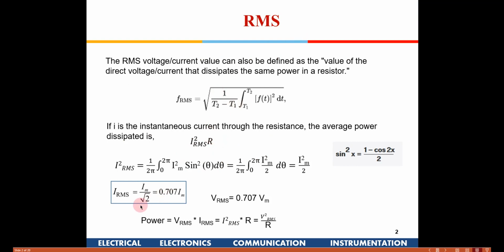This we learnt in the last class, just a revision: the RMS value is given by the root of the average of the square of the function. We defined VRMS this way, and we also learned that IRMS is I maximum by root 2, and VRMS is V maximum divided by root 2, and power is nothing but VRMS into IRMS, which can be written as I square RMS into R or V square RMS divided by R. This derivation we did, so we just have to remember this for today's class, right.